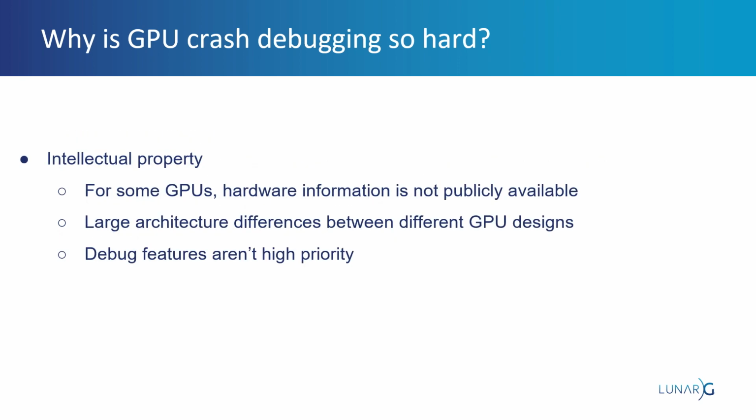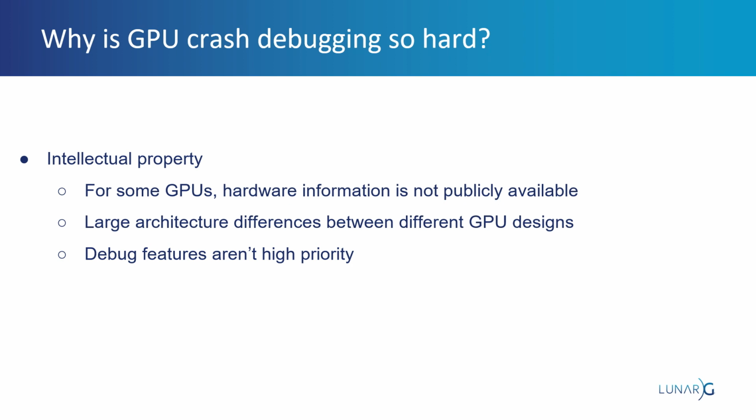Last one is unfortunately IP. A lot of these details for most of the history have been locked up, not publicly available. So you didn't always have the information you needed to know how to debug these things without talking to someone with access to the secret sauce. There's also, I would say, bigger differences in architecture between GPUs and CPUs, so there's a little bit more complexity of figuring out how a device works and how to debug it.